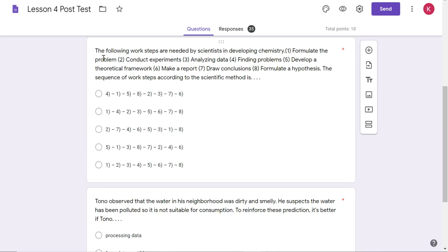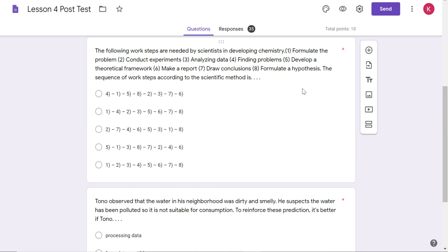Question number 1: the following work steps are needed by scientists in developing chemistry. 1. Formulate the problem. 2. Conduct experiment. 3. Analyzing data. 4. Finding problems. 5. Develop a theoretical framework. 6. Make a report. 7. Draw a conclusion. 8. Formulate a hypothesis.